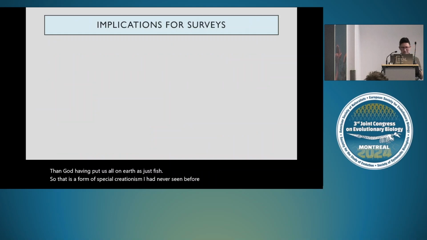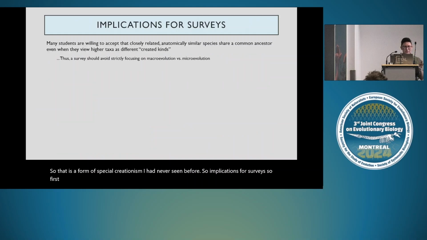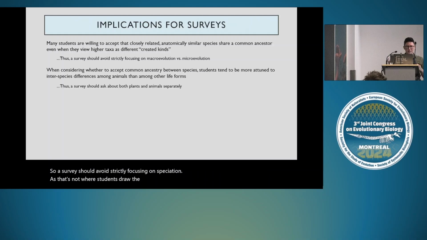So, implications for surveys. First, many students are willing to accept that closely related, anatomically similar species share a common ancestor, even when they view higher taxa as different created kinds. So a survey should avoid strictly focusing on speciation, as that's not where students draw the line. Second, when considering whether to accept common ancestry between species, students tend to be more attuned to interspecies differences among animals than among other forms of life. So questions should be separate on animals versus plants or fungi.